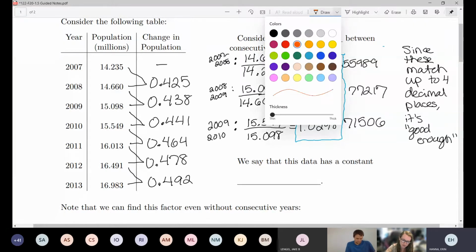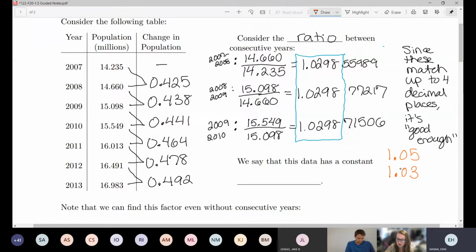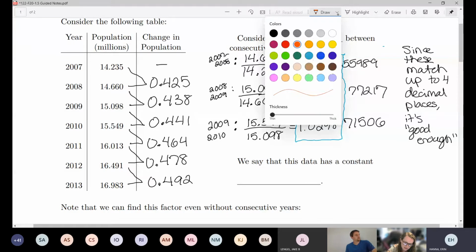If you were doing these ratios and you were to find something like 1.05 versus 1.03, those are too far apart. We would not say that those are good enough. They have to be pretty obnoxiously close to each other. So you want at least 3 decimal places agreeing to say that it's exponential. But we would say that this set is exponential because these ratios are matching up to 4 decimal places.